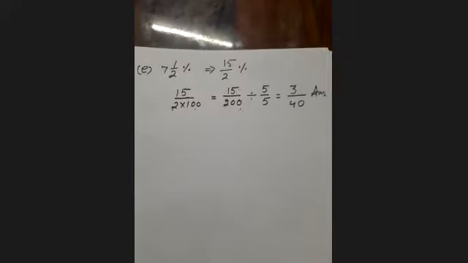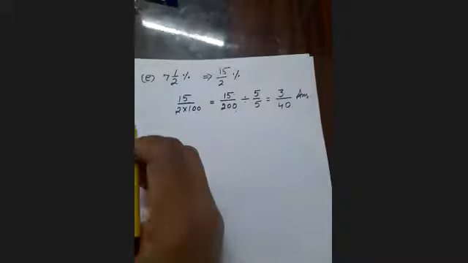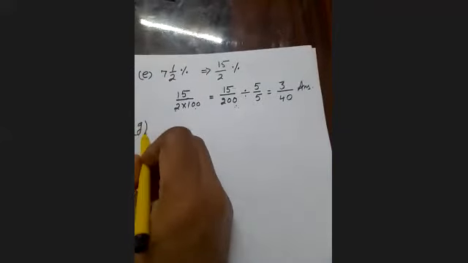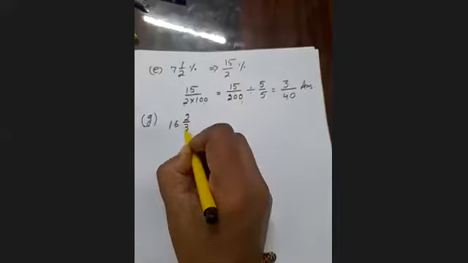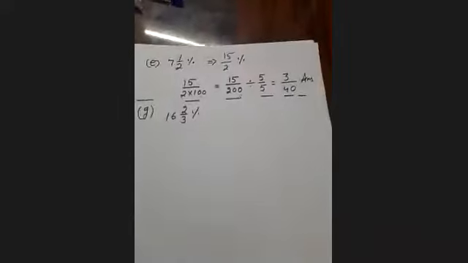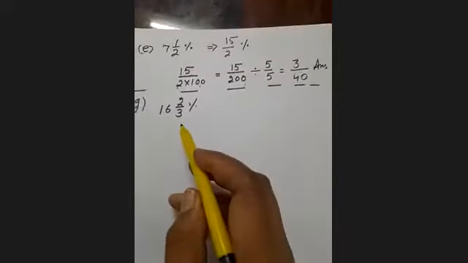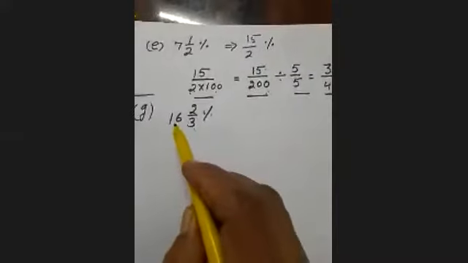Clear, students? Next, we'll discuss part G. 16 2 upon 3%. Now, first 3 multiplied by 16.